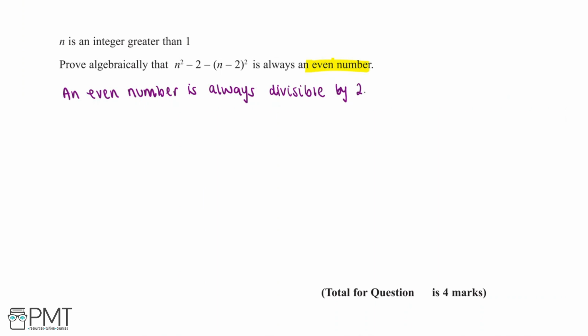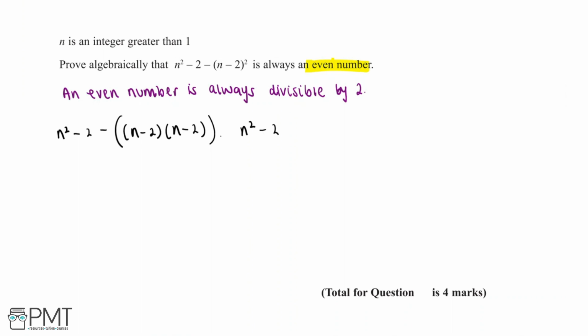So let's start. So now we can start by simplifying the expression given to us. We have n squared minus 2 minus (n minus 2) all squared. So let's write that out as (n minus 2)(n minus 2), which is the same as (n minus 2) all squared. So now let's focus on the double brackets, and we can use the smile method to simplify this expression.